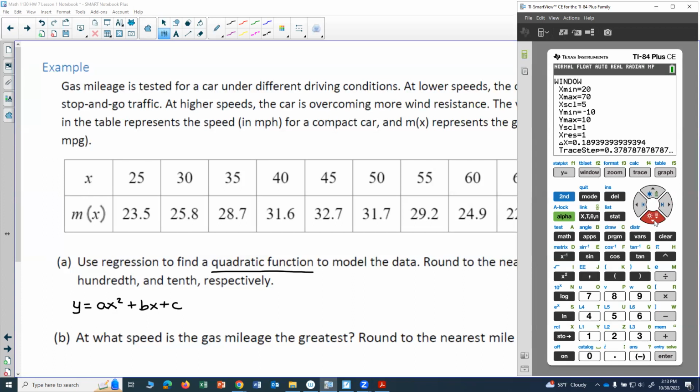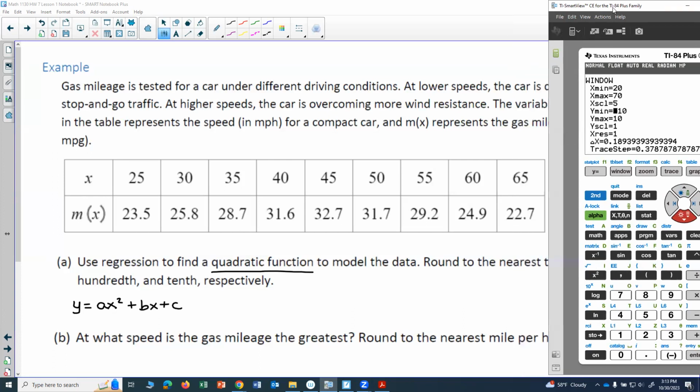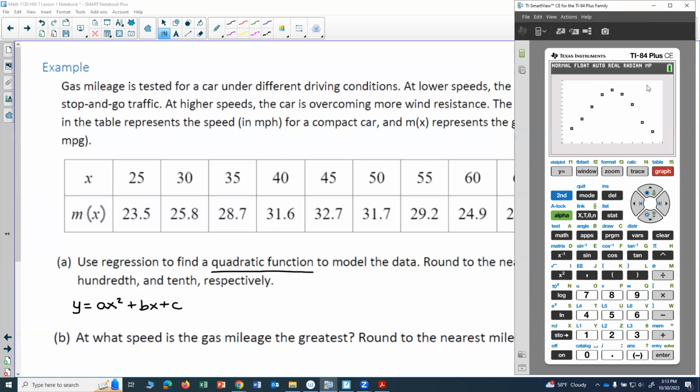For the y minimum, I want to look for the smallest y in the table, which happens to be 22.7. So I might do 20 for my y minimum. The highest y value is 32.7. So for my y maximum, I'll do 35. And let me go ahead and hit graph now. So I've got the scatter plot. That's how you get the scatter plot.